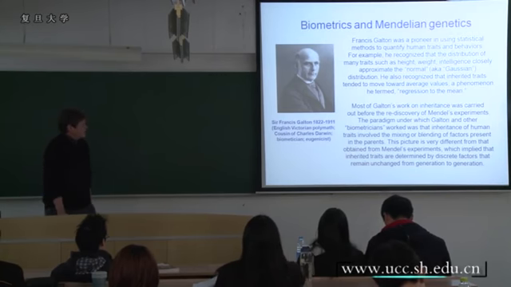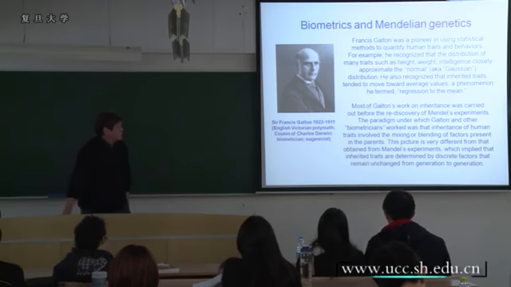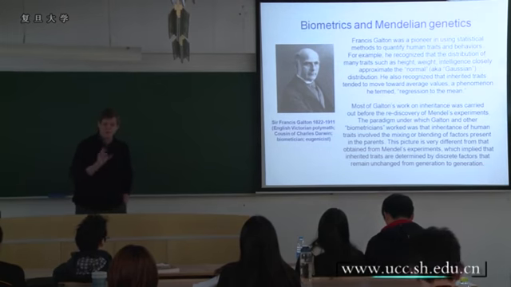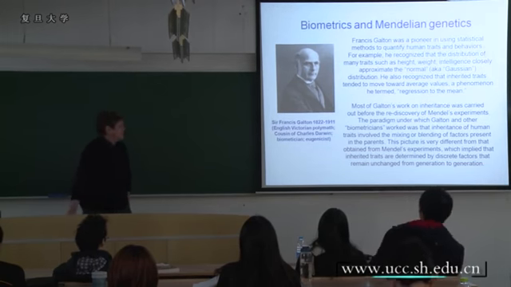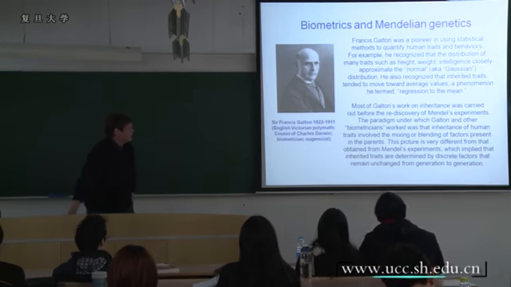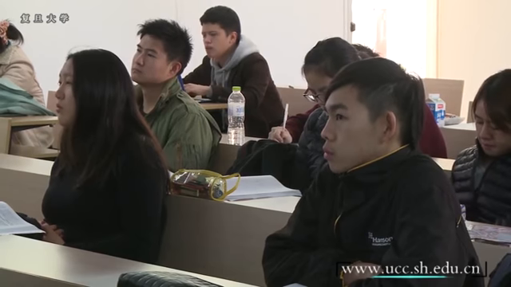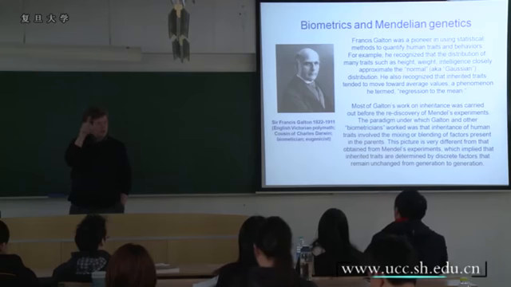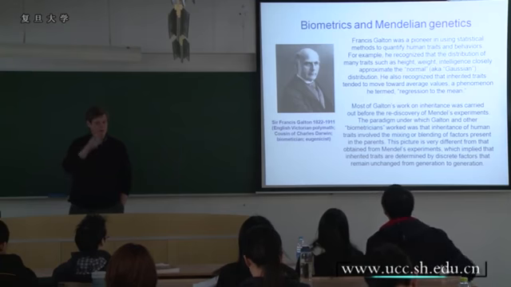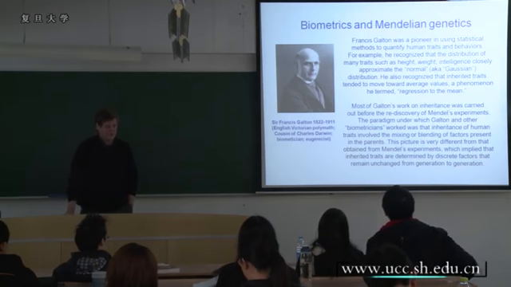Francis Galton was one of the first people to use statistical methods to quantitate human traits, or to study quantitative traits in humans, and these include things like height, weight, IQ. What he noticed was that many of these traits were distributed in the population according to a bell-shaped curve, which is more formally called a normal distribution or a Gaussian distribution.